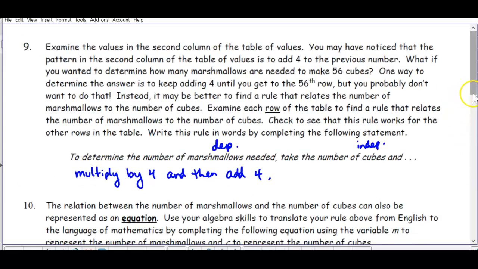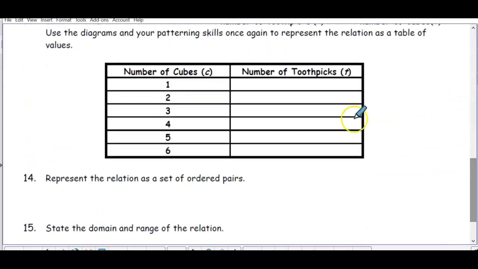Oops, sorry, gotta go back here. Okay, so what did we say? We started with 12, and then we had 20, and then 28, and then 36. And then following that pattern, add 8 would be 44, and then 52. So represent it as a set of ordered pairs.